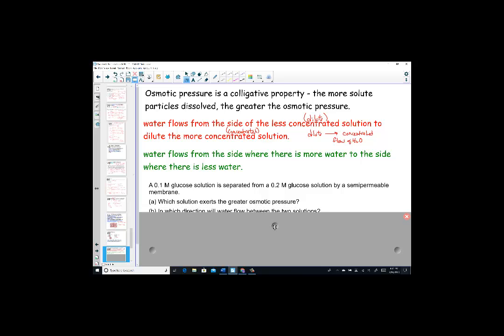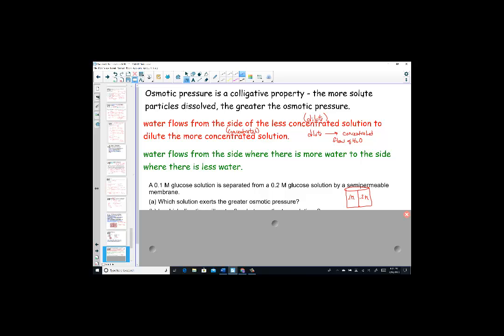Now let's think about that. We have a 0.1 molar glucose solution, and it's separated from a 0.2 molar glucose solution. So we have a beaker with a semi-permeable membrane separating two components. On one side, we have a 0.1 molar solution. On the other side is a 0.2 molar solution. Which solution exerts the greatest osmotic pressure?